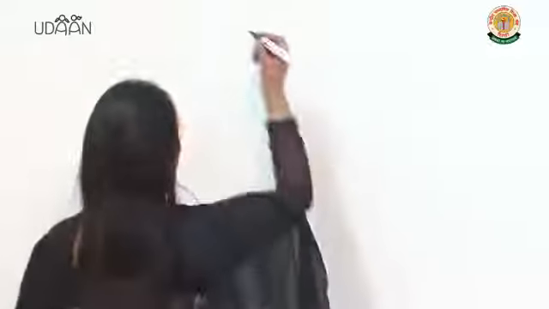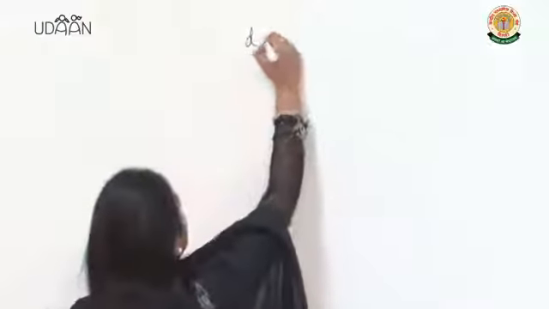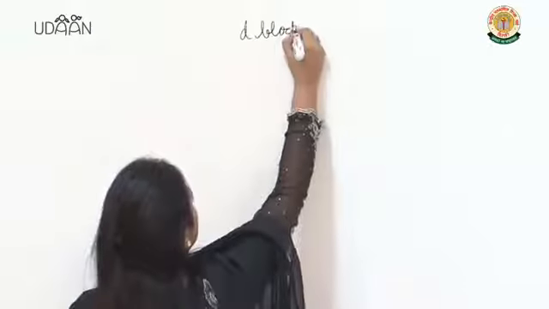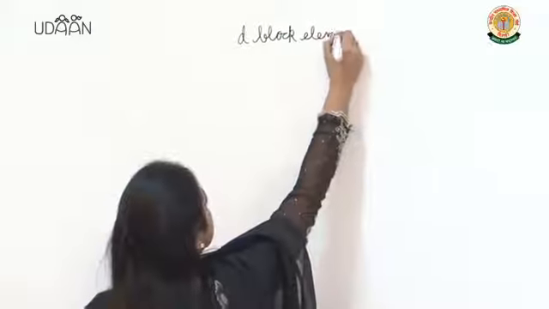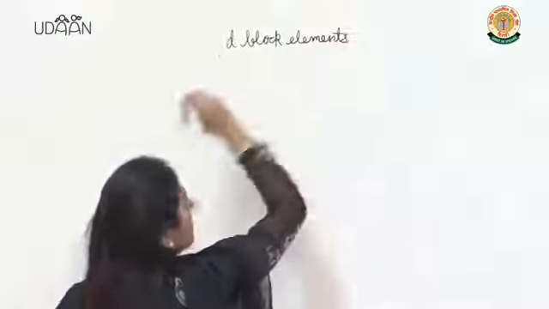Today we will start with d block elements. Now what do we understand by d block elements? The elements in which the last electron enters into the penultimate shell, the d orbital of the penultimate shell, are known as d block elements. Now what is the position of these d block elements in the periodic table?